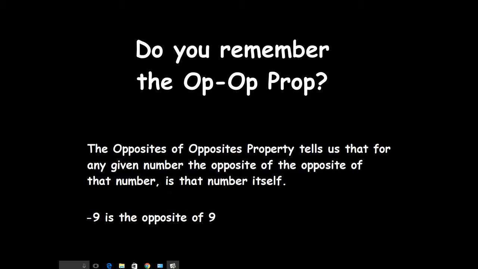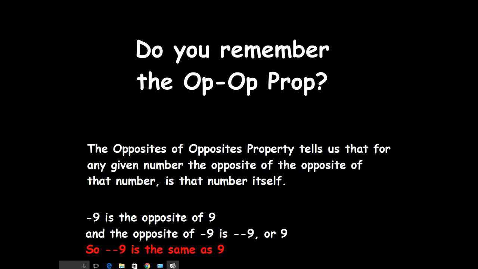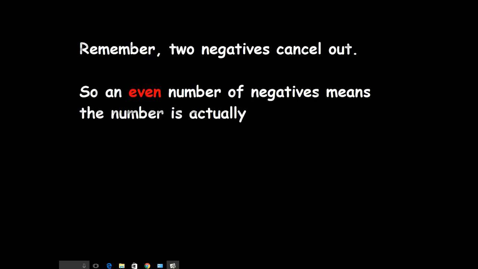Okay, so -9 is the opposite of 9. We remember this, right? So the opposite of -9 has another negative, a -(-9). And the opposite of -9 is also the number 9. So what this tells us is that -(-9) is the same as the number 9. So it's starting to bring back some memories, ring any bells? This will be very helpful because it tells us that two negatives cancel out.